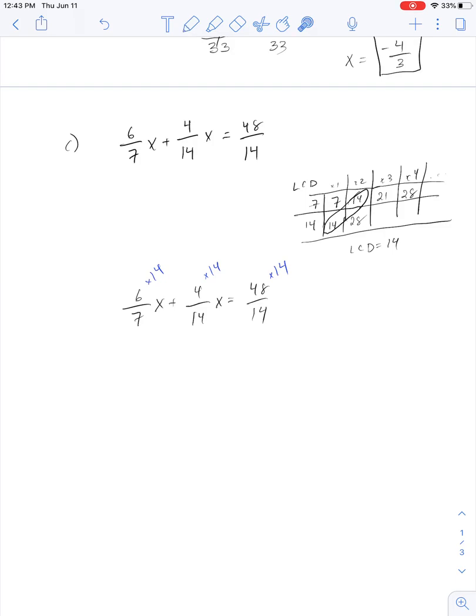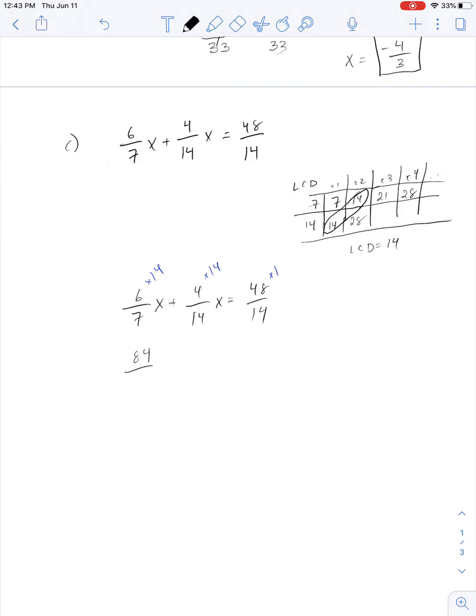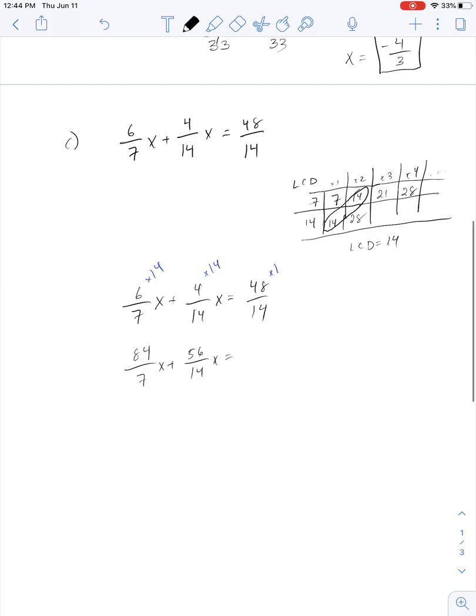And what we're doing here, this whole thing is 3 math operations, right? So have your calculator out. You do 6 times 14. That gives you a number like 84. So we have 84 over 7x plus 4 times 14, you have 56 over 14x. Oh, that should have been a 14 here. Then 48 times 14, that's a 672.